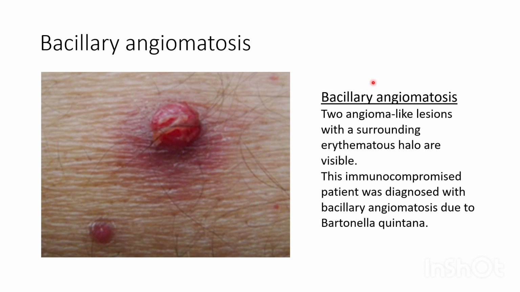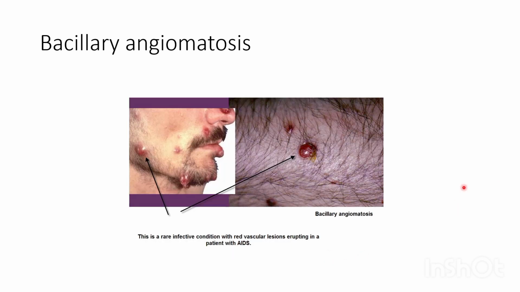Bacillary angiomatosis. Two angioma-like lesions with a surrounding erythematous halo are visible. This immunocompromised patient was diagnosed with bacillary angiomatosis due to Bartonella quintana. This is a rare infective condition with red vascular lesions erupting in a patient with AIDS. Bacillary angiomatosis.